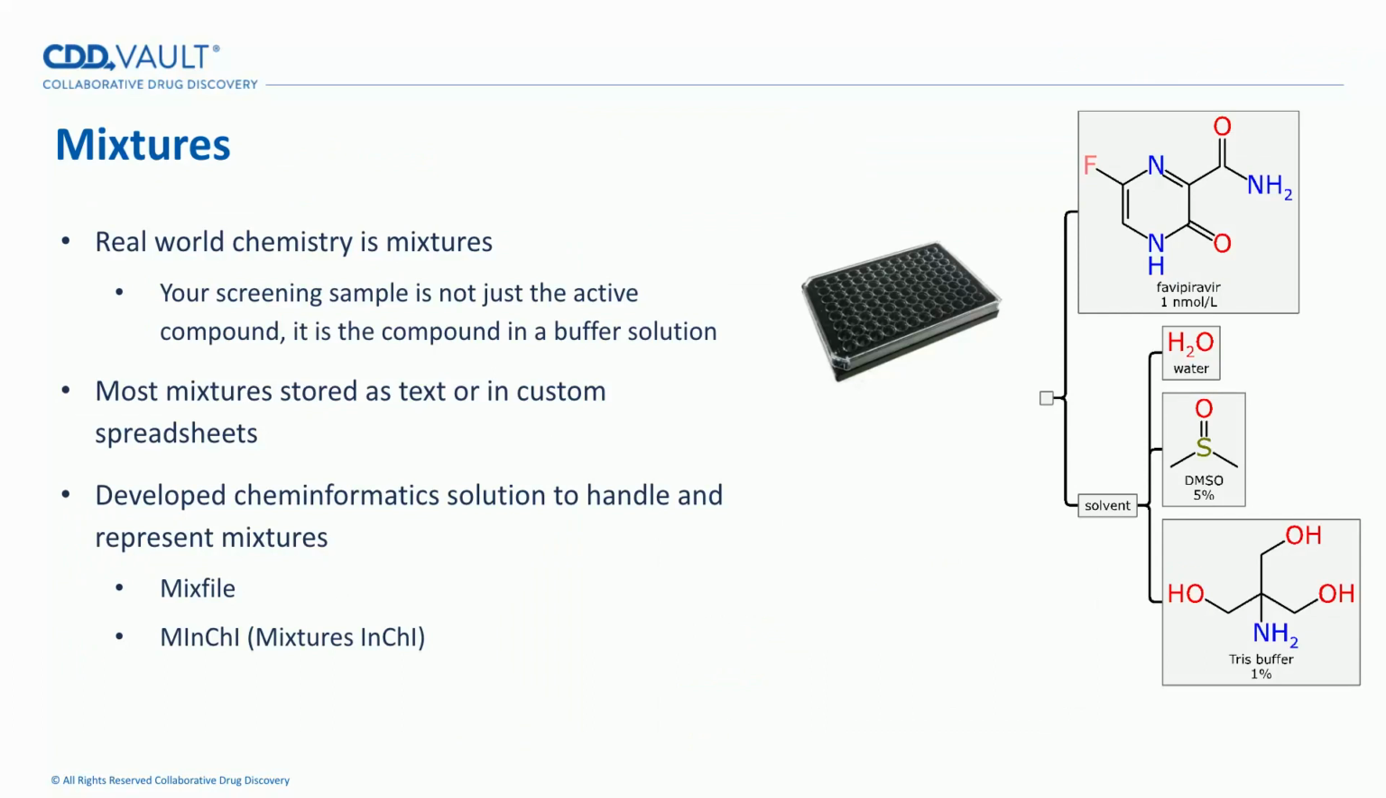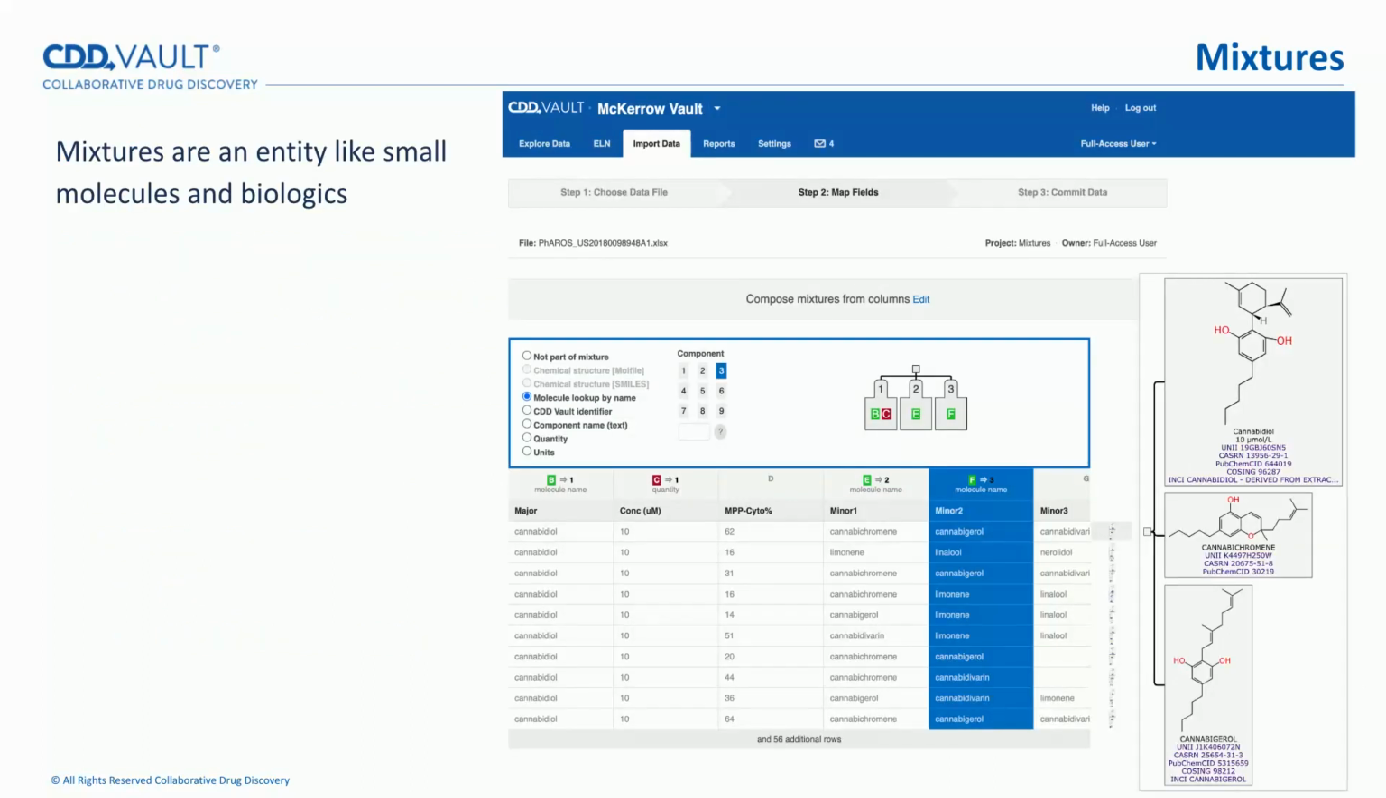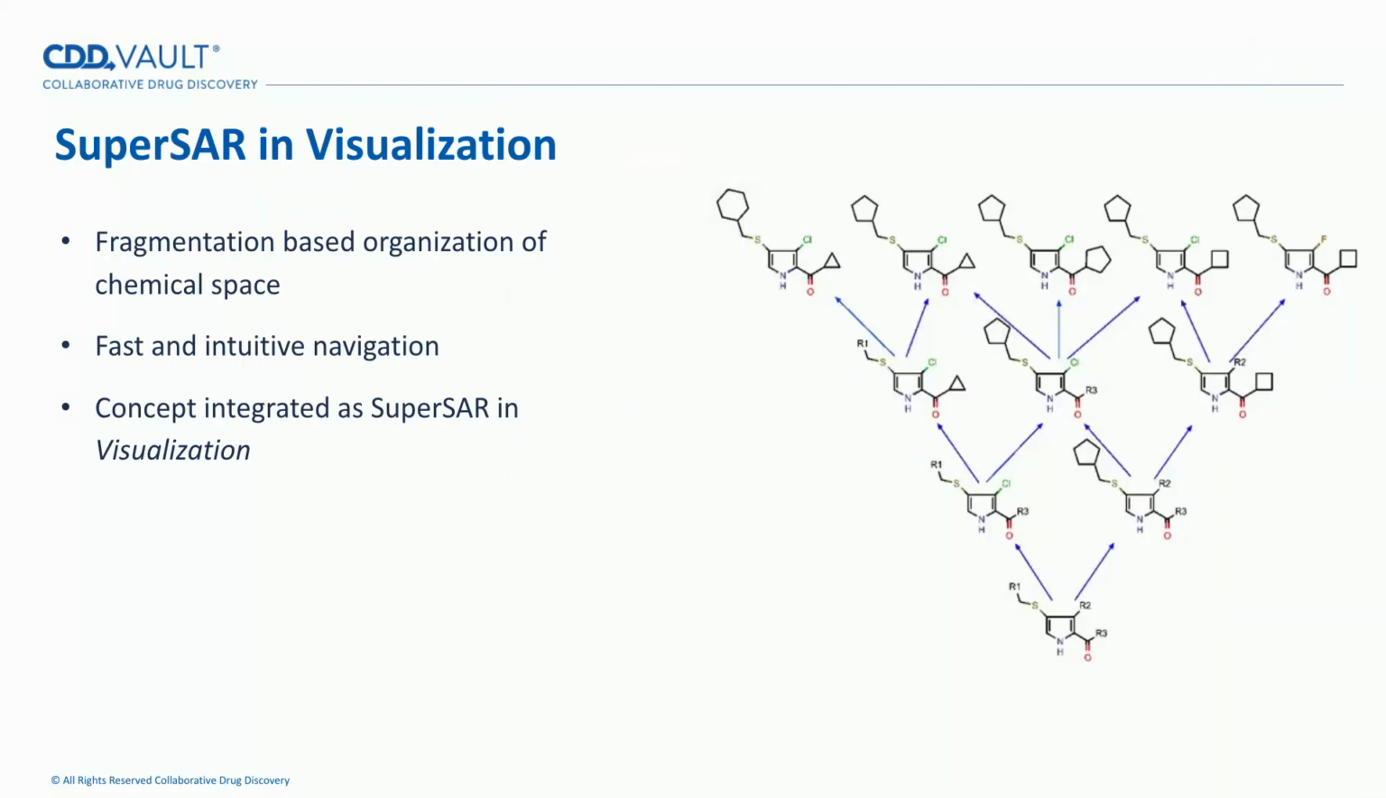We also introduced mixtures into CDD Vault because in real world chemistry it is very often mixtures. If you run an assay, it's not just the compound in there, it's also a buffer. And sometimes, you need to know what is in there in order to identify maybe side effects of components and so on. So it's part of the standard CDD Vault. And they're part like an entity, and you can search them and so on.